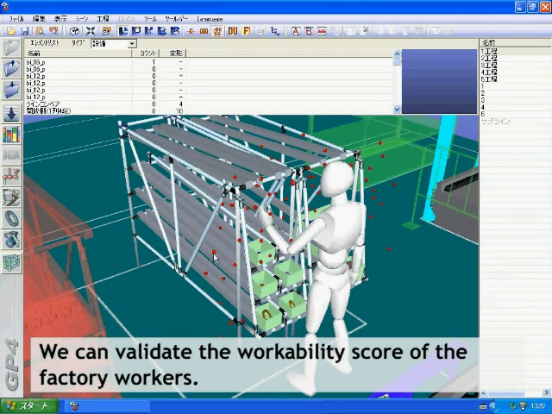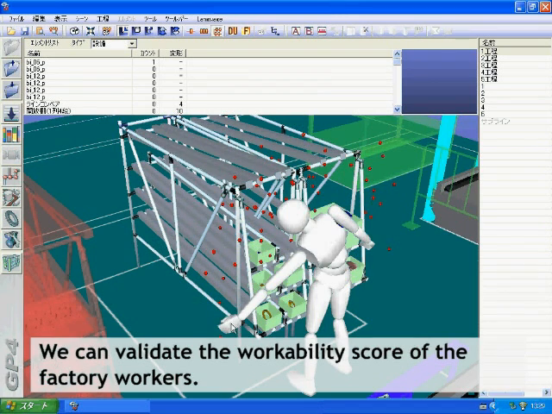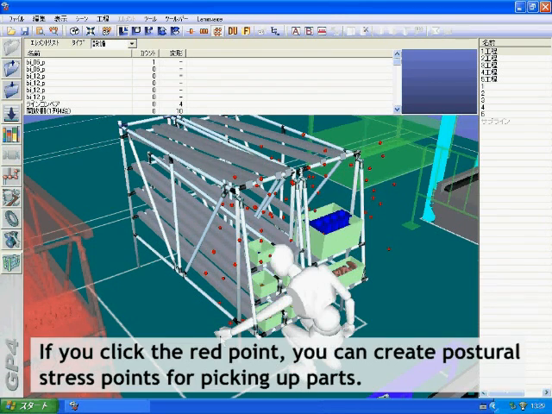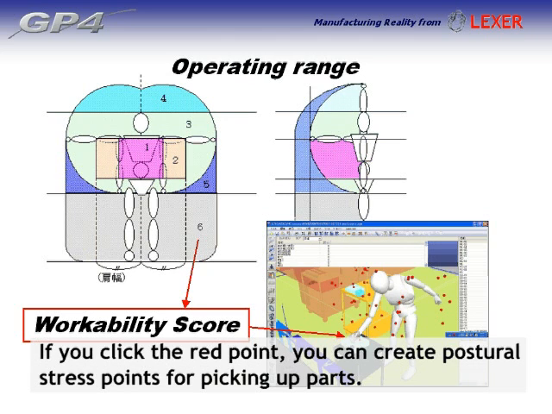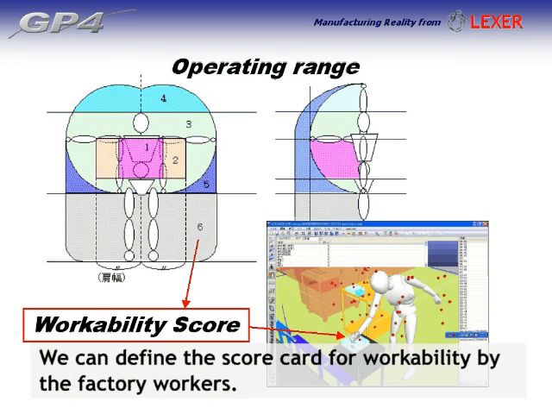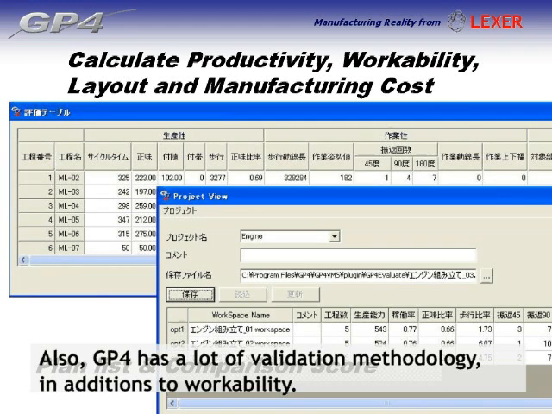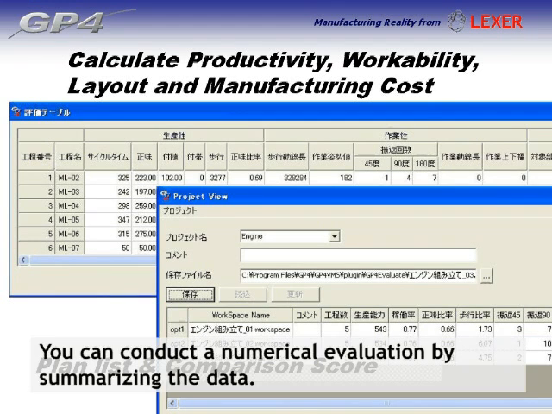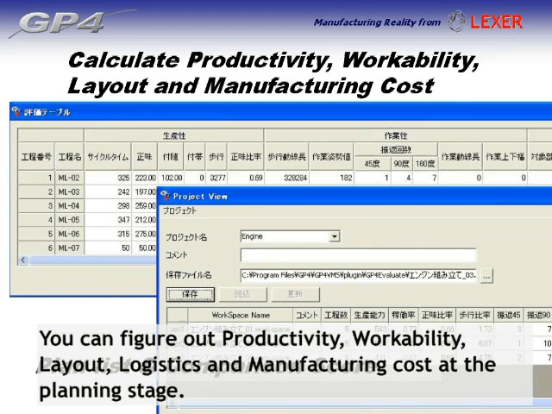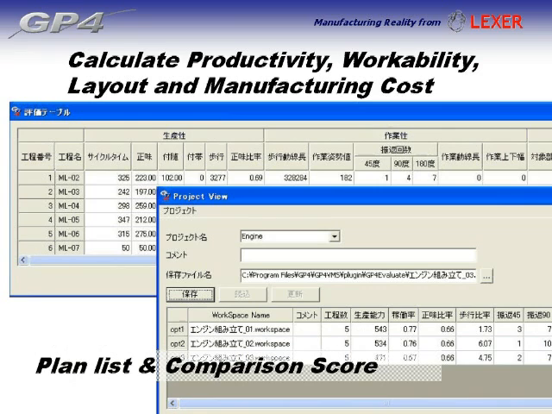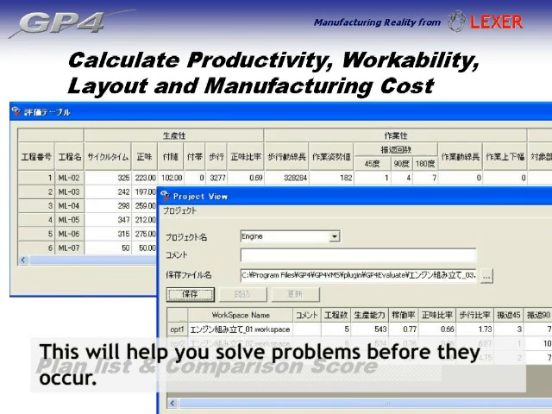We can evaluate the workability score of the factory workers. If you click the red points, you can create postural stress points for picking up parts. We can define the scorecard for workability by the factory workers. Also, GP4 has a lot of validation methodology in addition to workability. You can conduct a numerical evaluation by summarizing the data. You can figure out productivity, workability, layout, logistics, and manufacturing costs at the planning stages. This will help you solve problems before they occur.